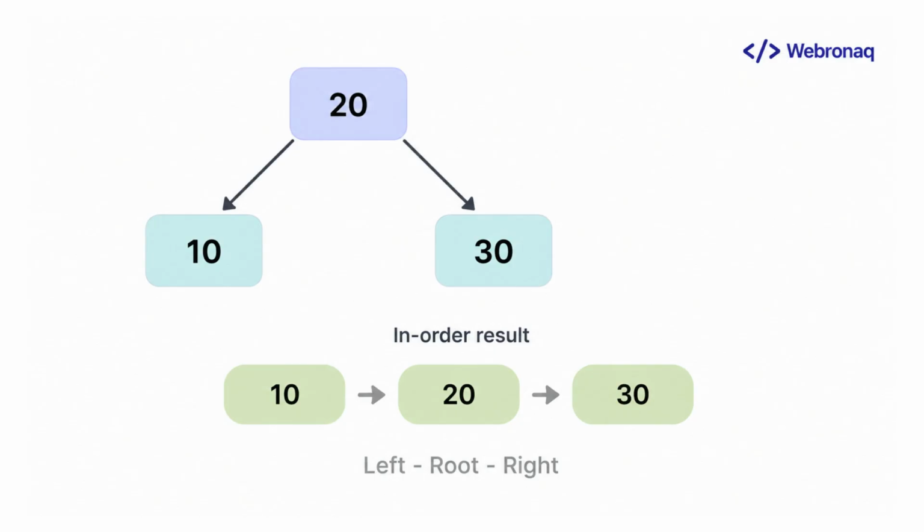Here's the interesting part. On our small 3-node tree, with 10 on the left, 20 at the root, and 30 on the right, in-order traversal visits them as 10, then 20, then 30. Perfectly sorted. Next, let's talk about what all of this traversal actually costs.